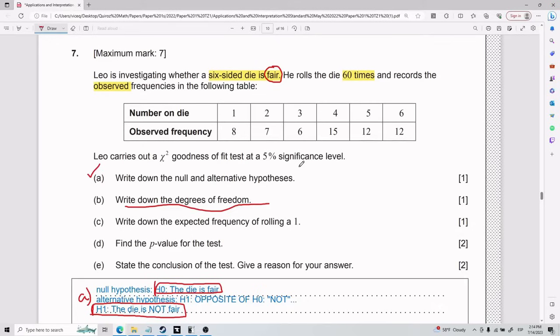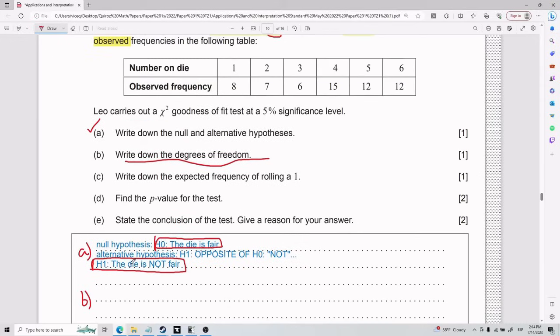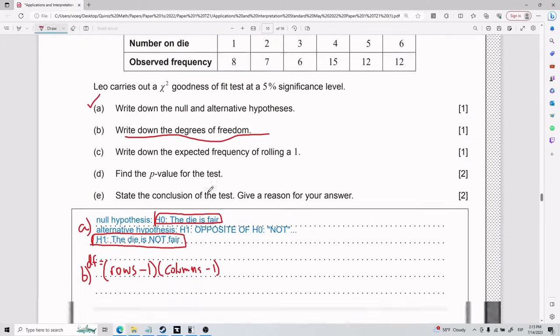So degrees of freedom, I'm just going to share the intuitive idea. Intuitively, it's sort of like rows minus 1 times columns minus 1. Okay? Just stick to that and you're going to be fine. This is going to be your degrees of freedom. On a more technical level, it helps to know how to carry out your chi-squared test. Okay? I'm not going to dig into that because you're probably not interested in that. But intuitively, your degrees of freedom is going to be rows minus 1 times columns minus 1.